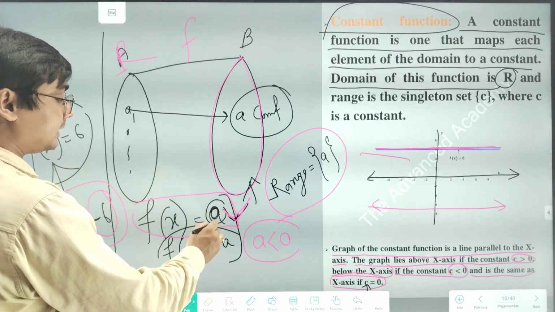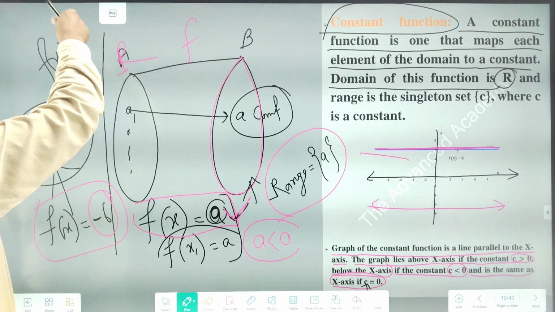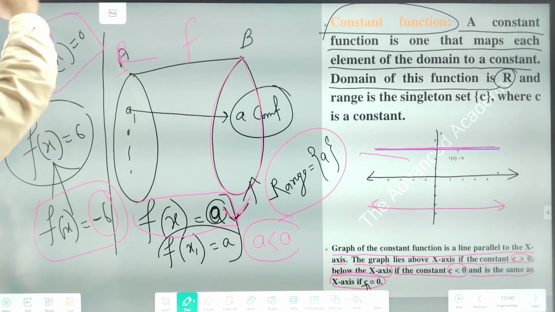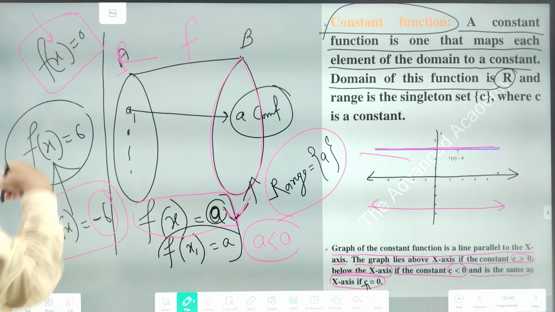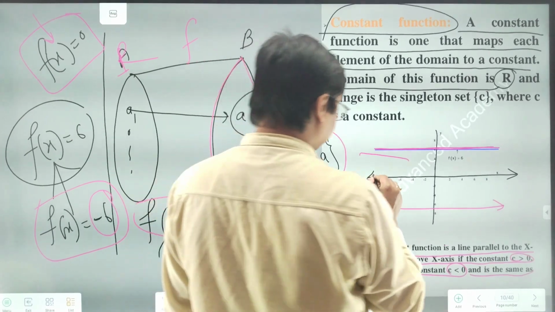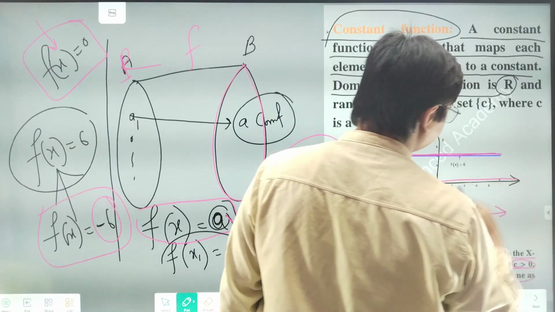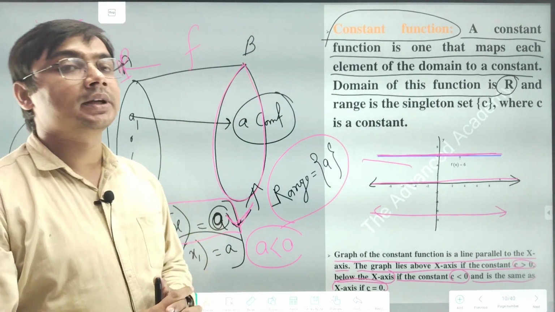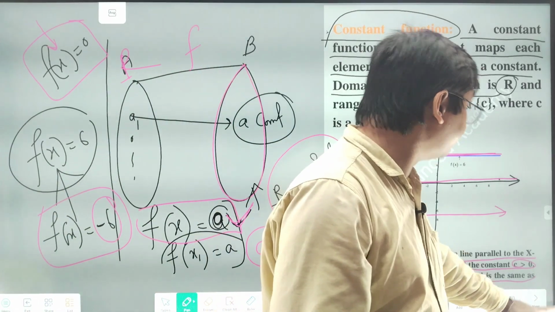So if we consider the function, suppose f of x equal to 0, this is also a constant function, because if we put any value of x it will give 0. So this is a constant function, but the graph of this constant function will be the x-axis itself. The graph will lie along the x-axis, okay? So hope you have no doubt about the identity function and constant function.